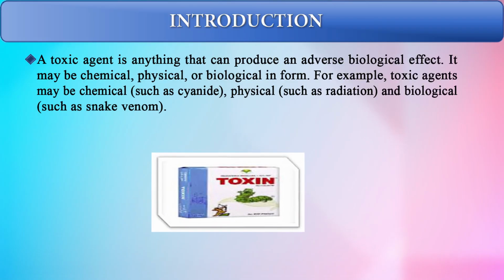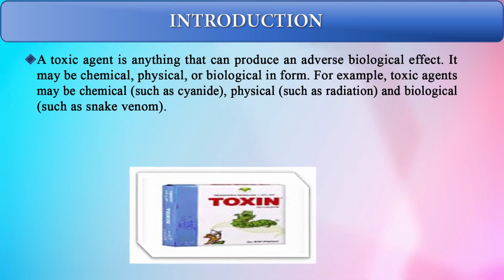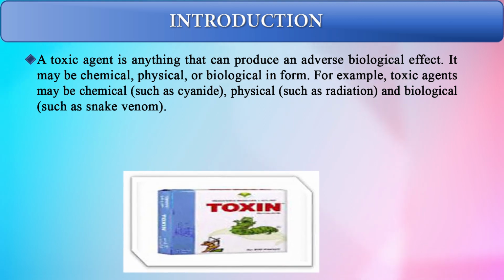Now, what are the biological toxicants and what are the food intoxicants? A toxic agent is anything that can produce an adverse biological effect. It may be chemical, physical or biological in any form. For example, toxic agents may be chemical such as cyanide, physical such as radiation and biological such as snake venom.